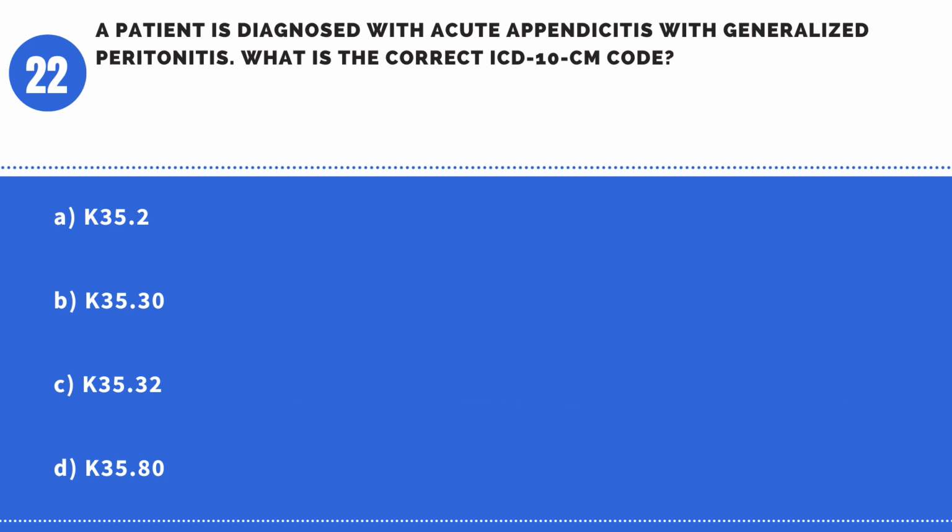Question 22. A patient is diagnosed with acute appendicitis with generalized peritonitis. What is the correct ICD-10-CM code? A. K35.2. B. K35.30. C. K35.32. D. K35.80. Answer: C.